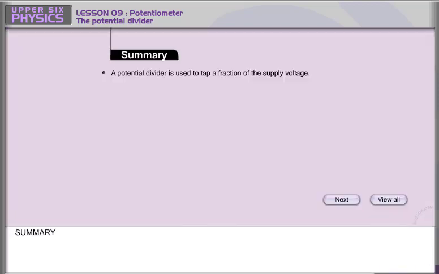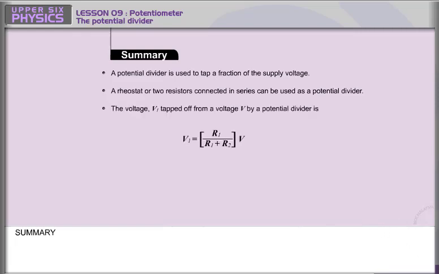Summary. A potential divider is used to tap a fraction of the supply voltage. A rheostat or two resistors connected in series can be used as a potential divider. The voltage V1 tapped off from a voltage V by a potential divider is V1 equals R1 over R1 plus R2 multiplied by V.